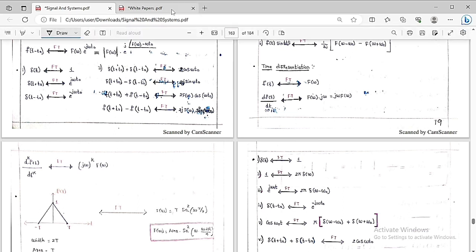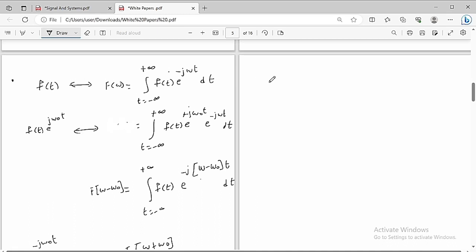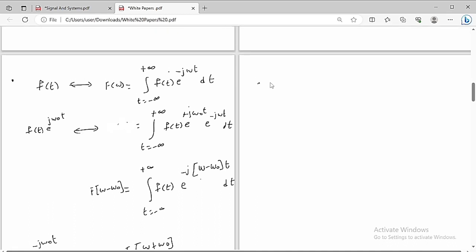So this is a very basic concept, right? As I've already told you, an important point: suppose for f of t, the Laplace transform is F of s, then the kth derivative of f of t has the Laplace transform s to the power of k into F of s.